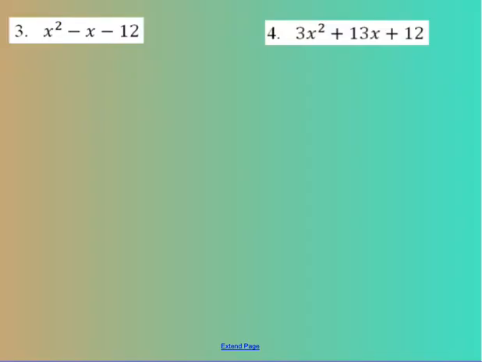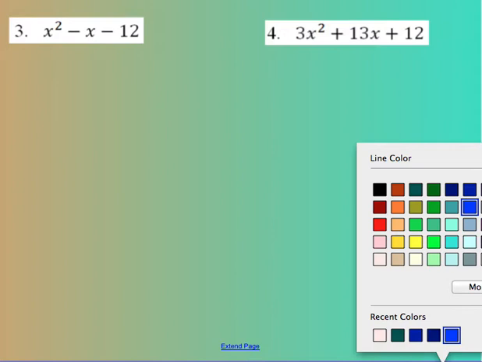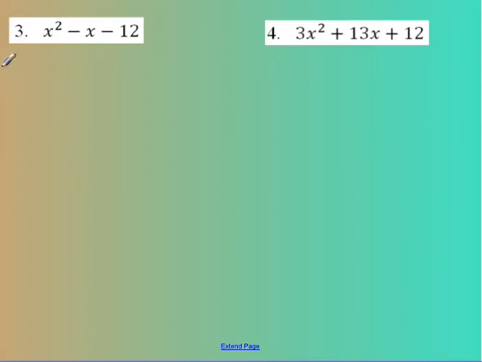All right, let's take a look at number 3. So for number 3, we can go ahead and write out our values. A is equal to 1. B is equal to negative 1. C is equal to negative 12.